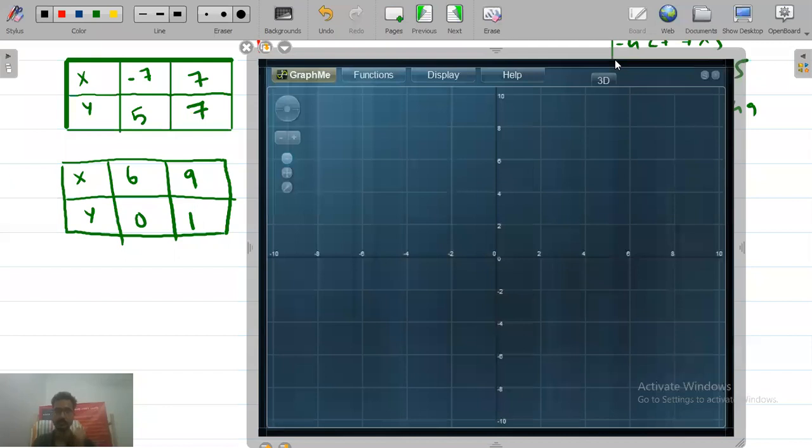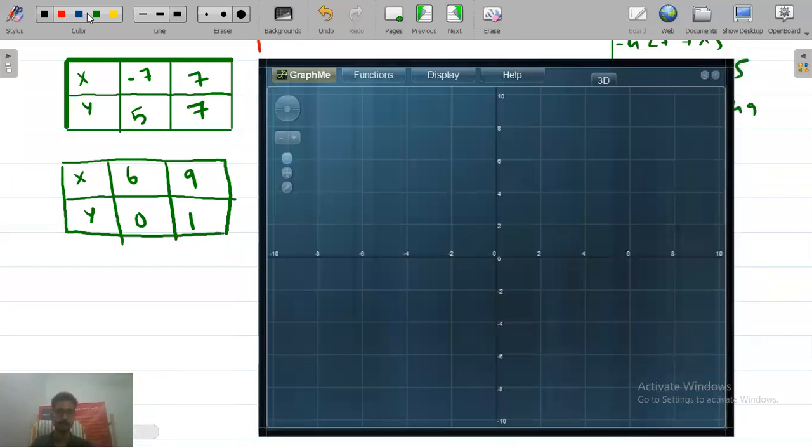Now see, I am going to plot the numbers. Suppose the first is -7 and 5. So -7 will be here. -7 will be in between 6 and 8, yes or no? Let me plot it here. And y is 5, so 5 will be this one, between 4 and 6, yes or no? It will be 5. Let me plot it here.